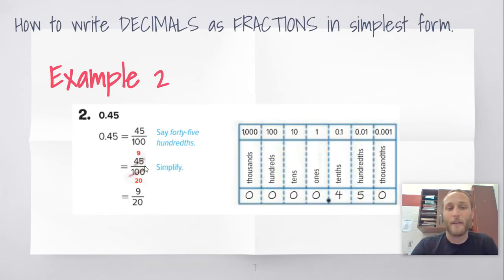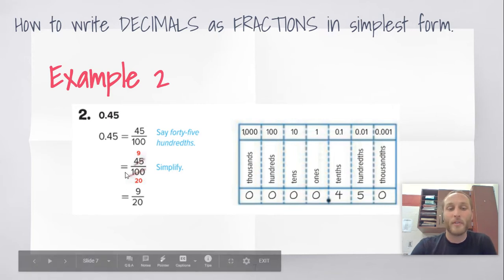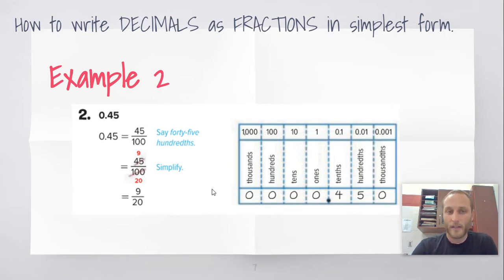So I know that I can take a 5 out of 45, and I know that I can take a 5 out of 100. So if I did 45 divided by 5, I'm going to get 9. If I did 100 divided by 5, I'm going to get 20. And those of you that use your multiplication charts often, you are more than welcome to use those for fractions as well to try to figure out which number goes into the numbers to make them simpler. So the simplest form of 45 hundredths is going to be 9/20ths.